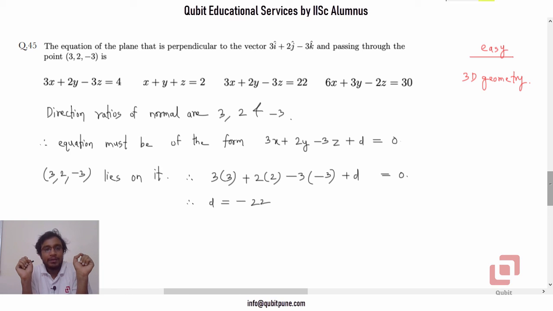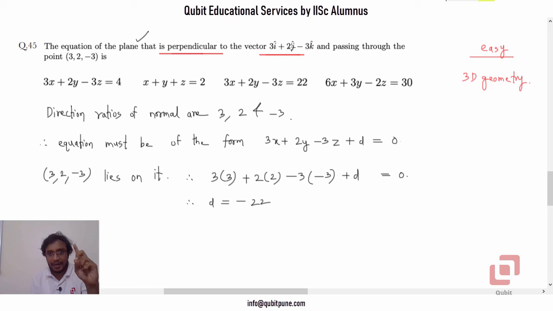Question 45. The equation of the plane that is perpendicular to the vector 3i plus 2j minus 3k and passing through the point (3, 2, -3), and we had 4 options. Now, if you have a vector which is perpendicular to the plane, okay, these become the direction ratios of the normal to the plane.